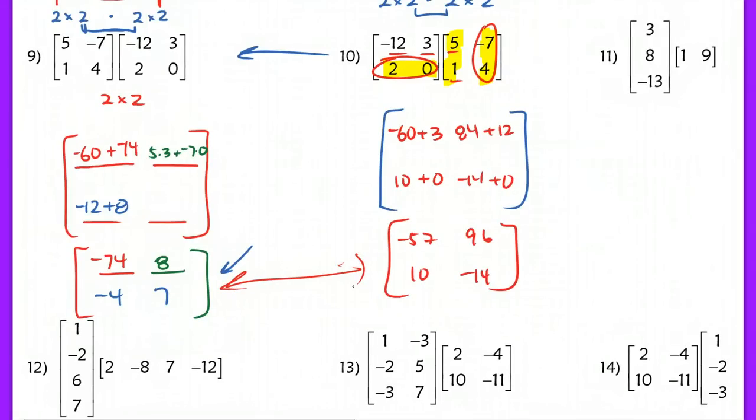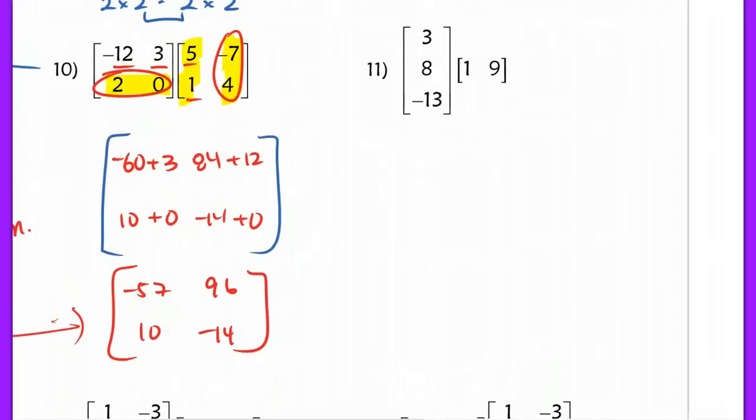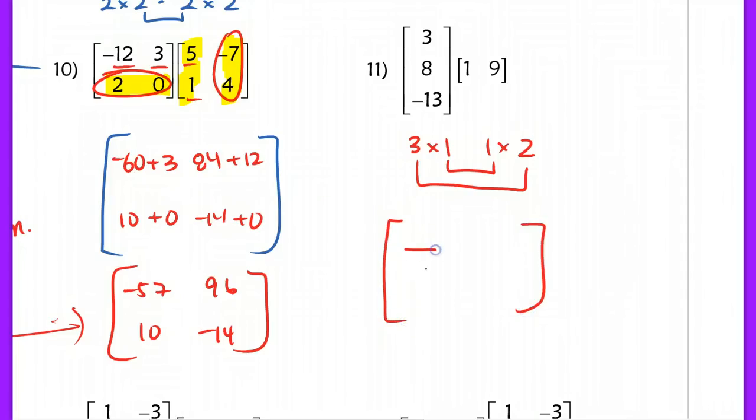Okay, so matrix multiplication is not commutative. Alright, number 11. To decide if we can multiply these, remember you have to look at the dimensions. This is a 3 by 1 matrix multiplied by a 1 by 2. So we can multiply these. Middle digits match up. This actually is going to give us a 3 by 2 matrix. So 3 rows, 2 columns.